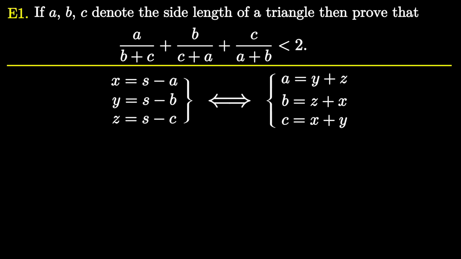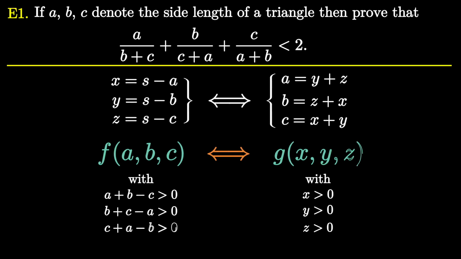Ravi substitution is powerful because we can transform some function f in a, b and c, which are the side lengths of a triangle, into some other function g in x, y and z, which are simply positive real numbers. In other words, we can transform the required inequality in terms of side lengths of a triangle into another inequality in terms of some positive variables. And of course, dealing with an inequality with positive variables is easy in comparison to an inequality involving side lengths of a triangle, because with positive real numbers we have some standard inequalities like AM-GM inequality to help us.